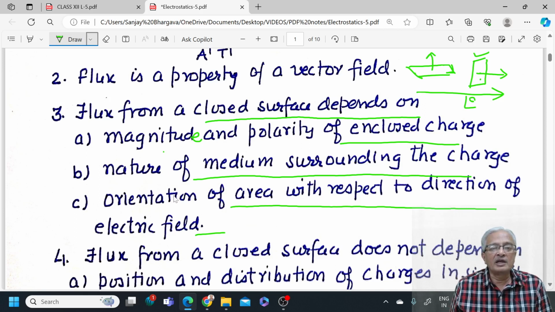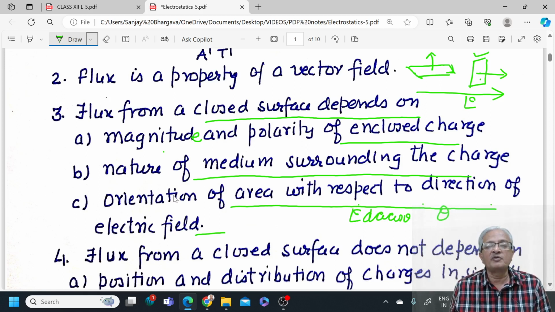That is why we say it depends upon orientation of area with respect to direction of electric field, because the flux is E dot dA, which means E dA cos theta. And what does theta represent? It represents the angle between the normal to the area and direction of electric field. If theta becomes 0, cos 0 would be 1, and in that case the flux comes out to be maximum. If theta becomes equal to pi by 2, then cos pi by 2 would be 0, and in that case the flux would be minimum.